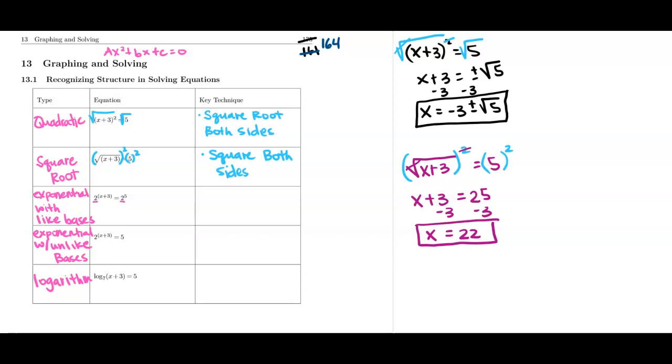All right, how about this next one? So we've got an exponential with like bases. What did we say we would do there? How would we solve something like this if our bases on exponentials were the same? Anybody remember?